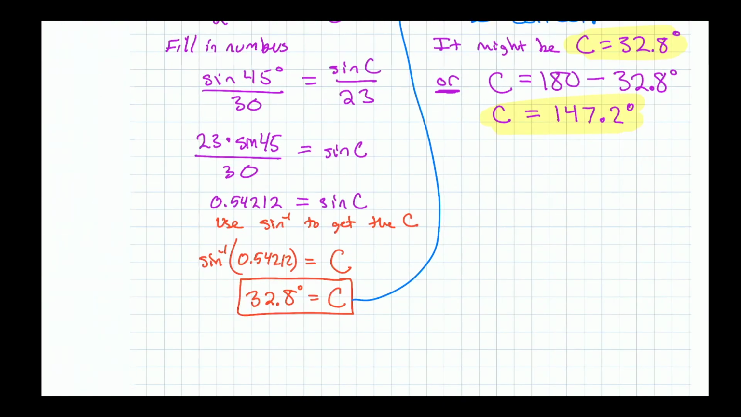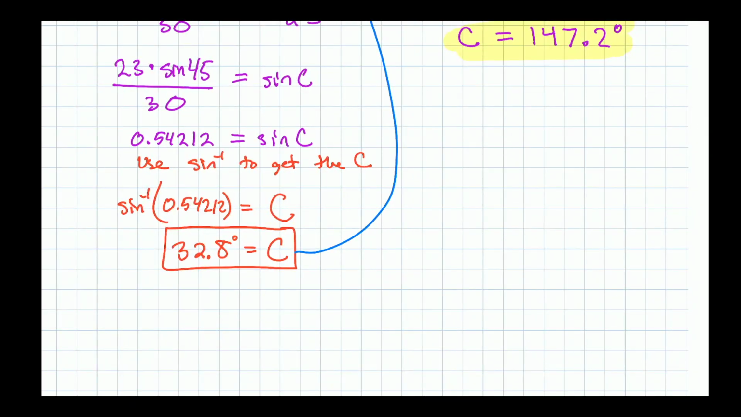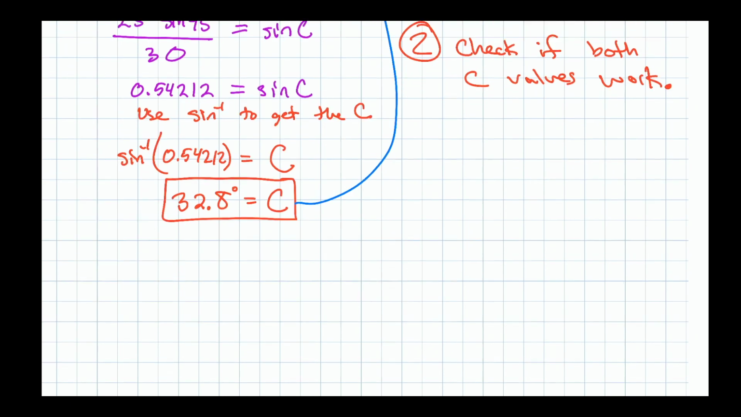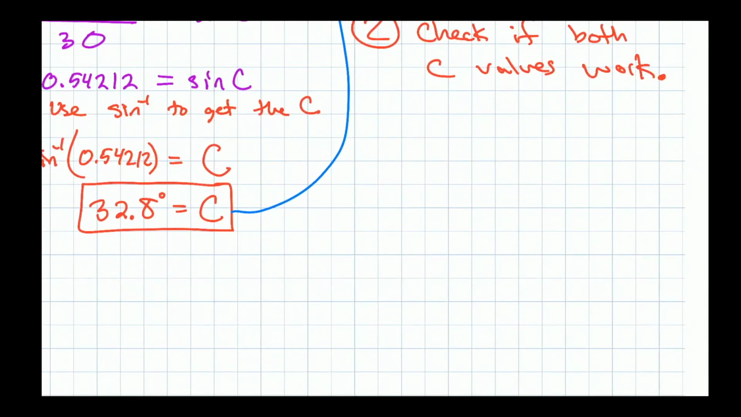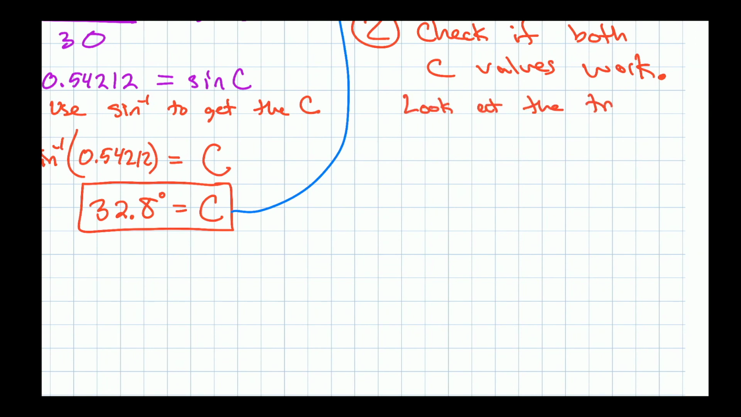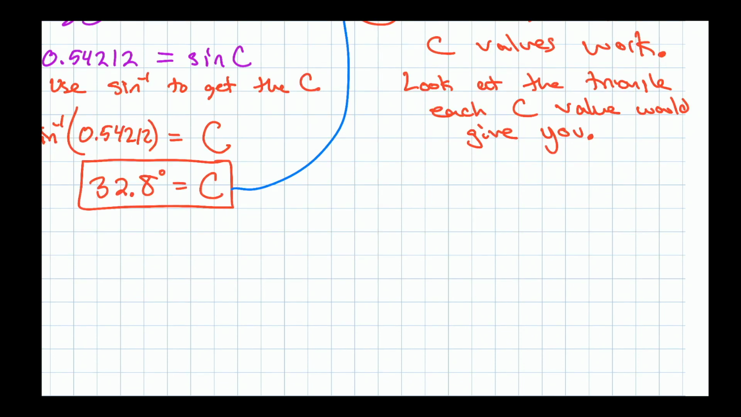So what you have to do after all this is check if both C values are going to work. How are we going to do that? Basically all you have to do is think about the triangle that they would give you. So look at the triangles each C value would give you. I've got two different triangles that I'm going to draw.